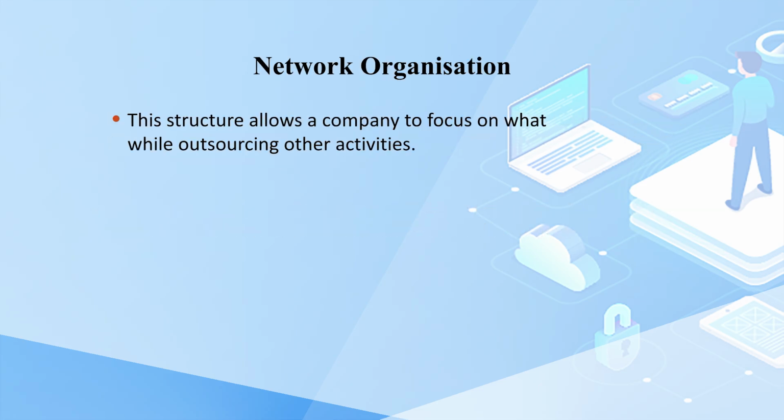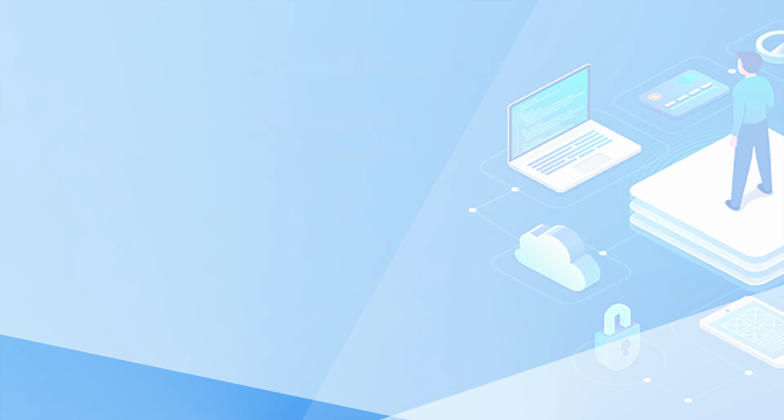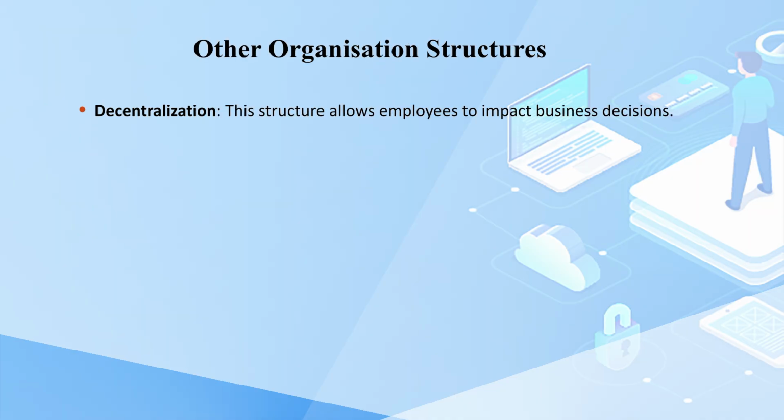So network organization: this structure allows the company to focus on what it does best while outsourcing other activities. So other organizational structure, decentralization. This structure allows the employees to impact business decisions. So these are the most important parts.